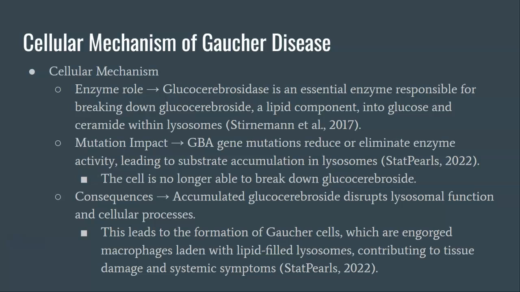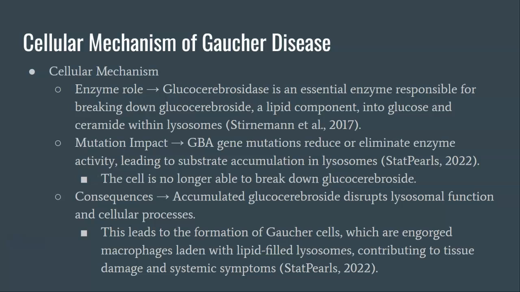In the cell, there is an enzyme called glucocerebrosidase. This is an essential enzyme responsible for breaking down glucocerebroside, which is a lipid component, into glucose and ceramide within lysosomes. Enzyme activity is reduced or eliminated when a gene mutation occurs in the GBA gene, which codes for glucocerebrosidase.